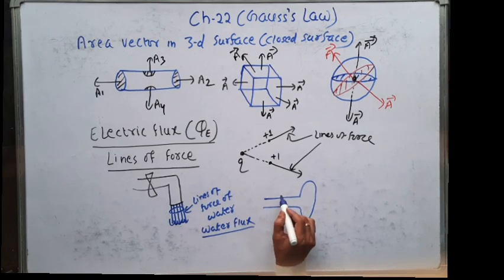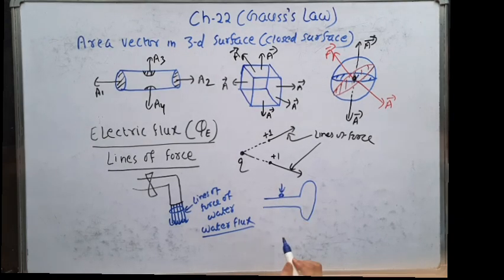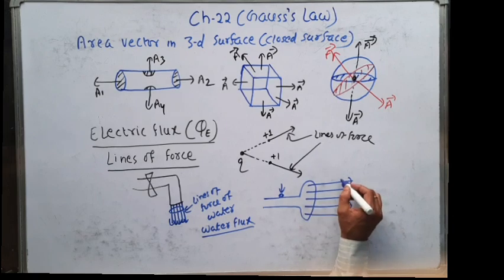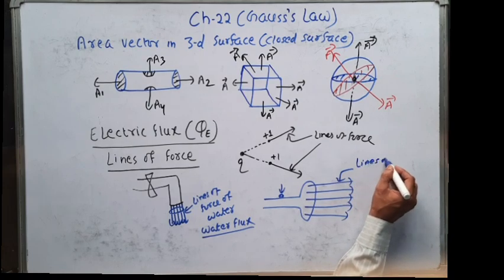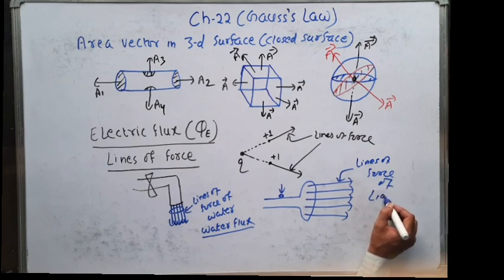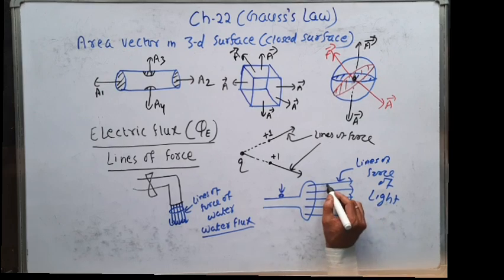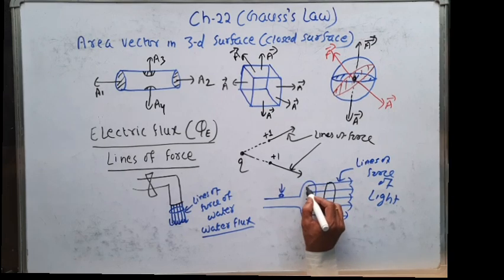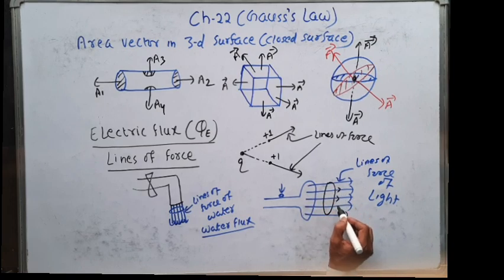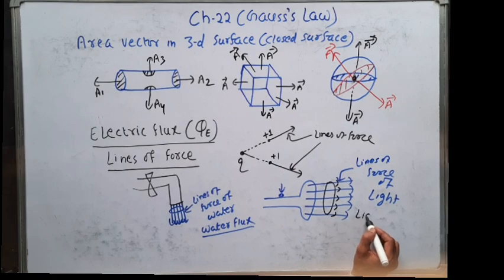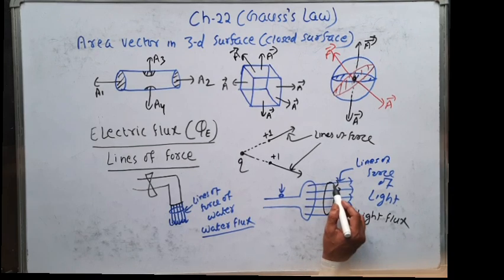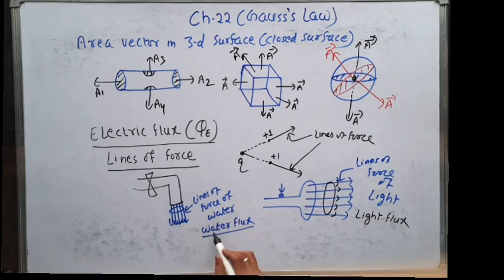Then just take an example. Suppose this is a torch light. This is the bottom. You just switch on this torch light. What will happen? The rays will come out from the surface of the torch light, and each ray is called a line of force of light. A collection of the lines of force of light passing normal to the surface area is called light flux. So a set of lines of force is called flux. If it is light, it is called light flux. If it is water, it is called water flux.